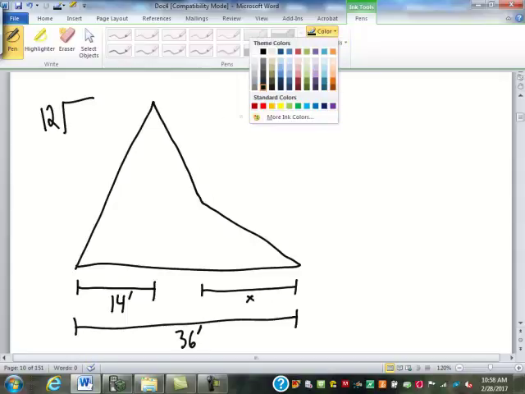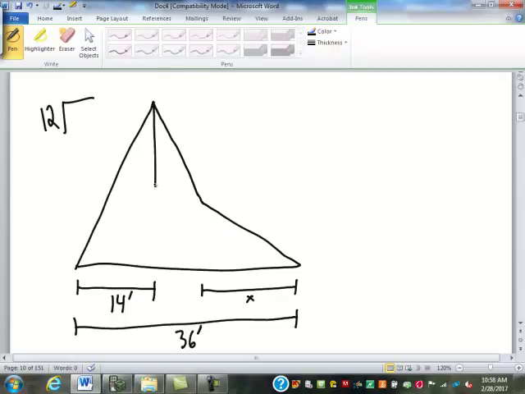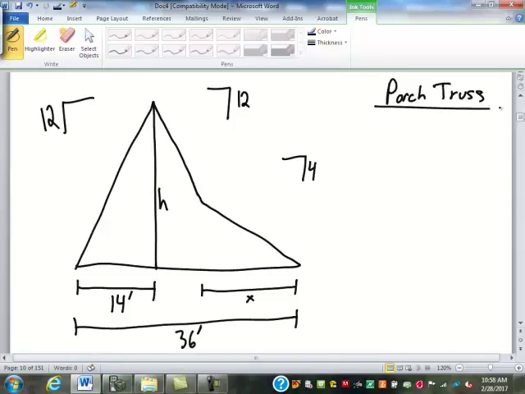So here we're asked to find, once again, X and H. This, by the way, is what's called a porch truss. It's set up like this. You've seen a lot of houses where they frame that porch up into the roof like that. They actually build trusses that have that all framed into it. Makes life a little bit easier on you.